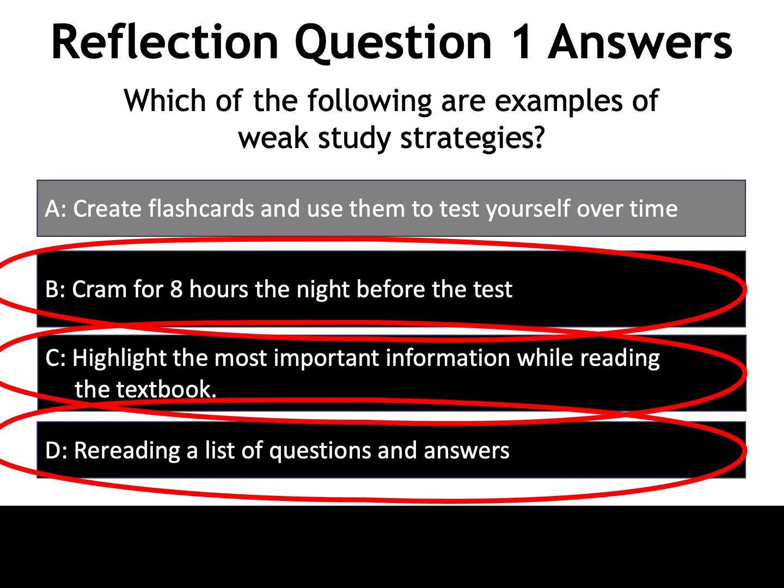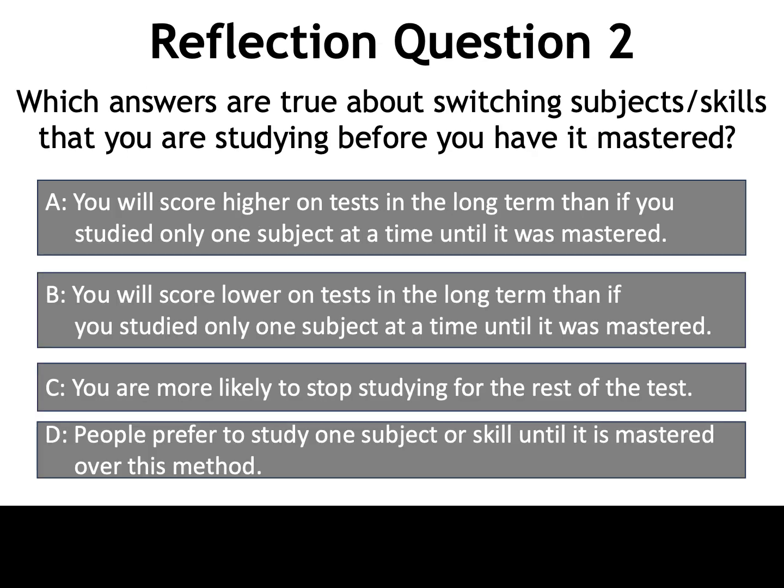Reflection question 1 answers. The following are examples of weak study strategies. B. Cram for 8 hours the night before the test. C. Highlight the most important information while reading the textbook. And D. Rereading a list of questions and answers. Creating flashcards and using them to test yourself over time would require effort that is spaced over time and would strengthen learning.